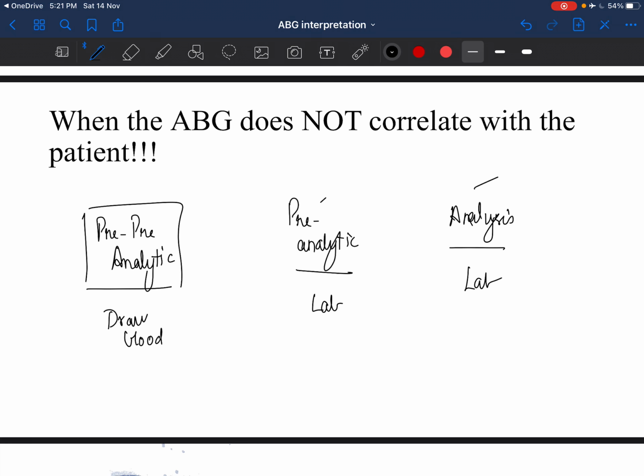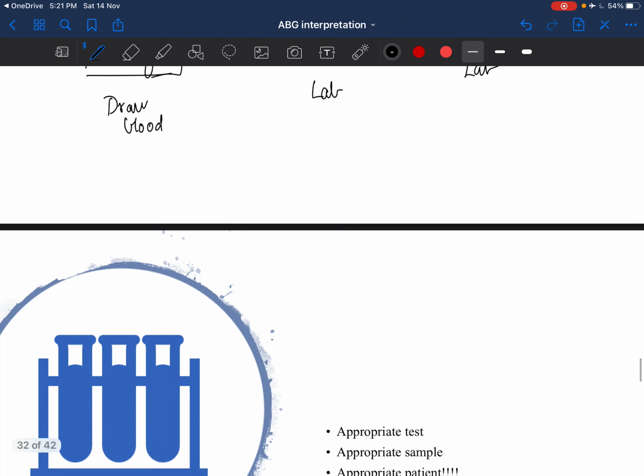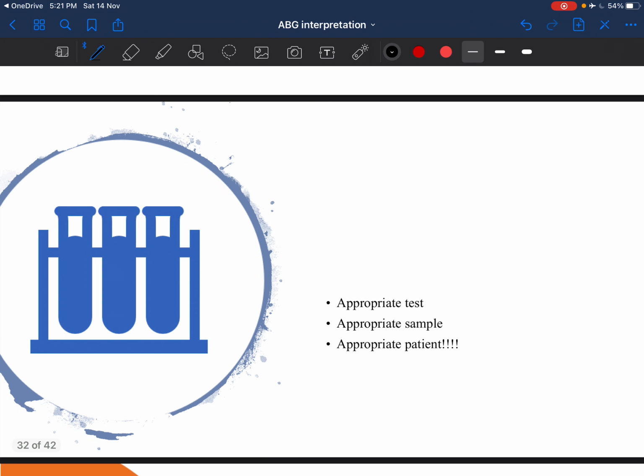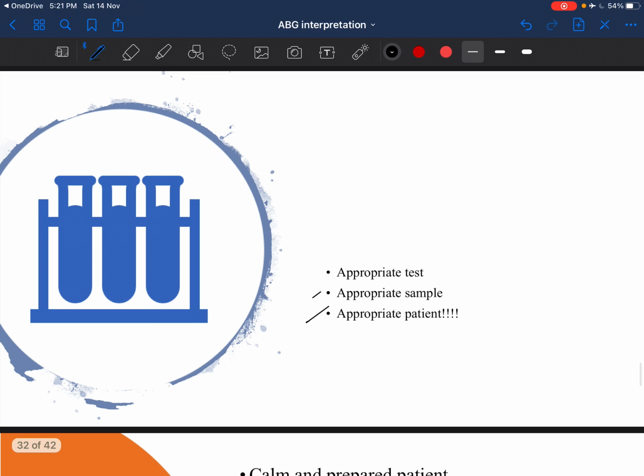So, we will not be discussing the problems in the analytic phases. This is what we are concerned about, and this is where most of the errors happen. First confirm whether the test is necessary, and that you are asking for the appropriate test, arterial blood gas or a venous blood gas. Then the appropriate sample, then the appropriate patient. Make sure the patient labeling is proper, you are using the correct barcode, etc.